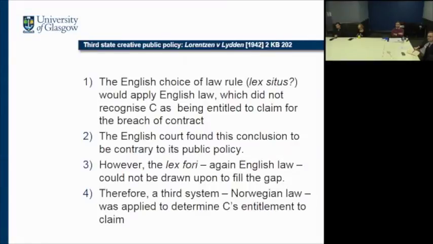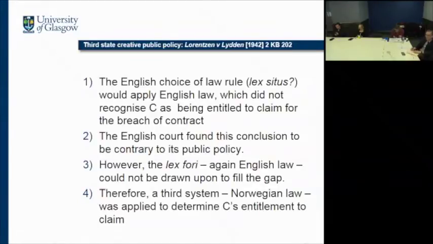The English court said, well, that's not on, because, you know, Norway needs all this money, and this is a time of national emergency. So what can we do about this? So it looks to the Lex Fora and goes, hang on a minute, there's no point in doing that, because the law of the forum is English law again, so we can't fill the gap using that. What it does do is it then goes, oh wait, hang on, Norwegian law says that you can determine the entitlement to claim here, so let's do that.